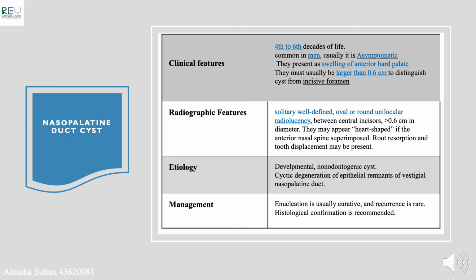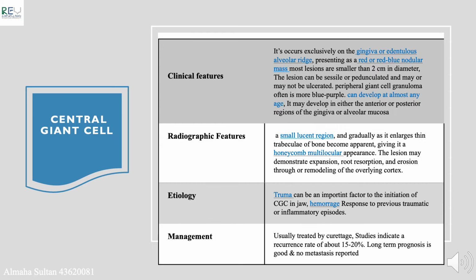Etiology: it is a developmental non-odontogenic cyst. The lesion most likely represents a spontaneous cystic degeneration of remnants of the nasopalatine duct. Management: enucleation is usually curative and recurrence is rare. Histological confirmation is recommended. Second, central giant cell granuloma.